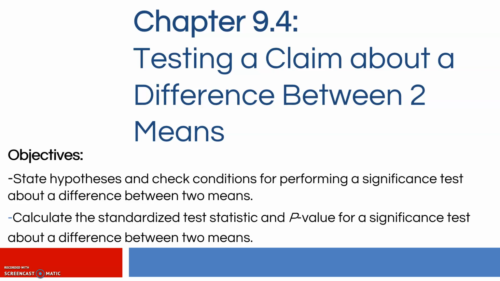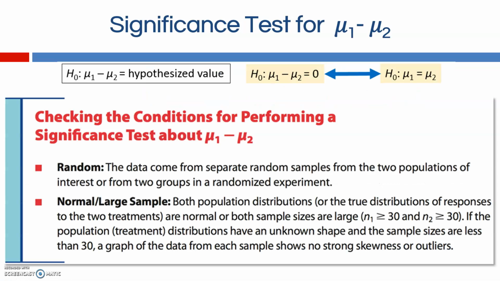So yesterday we talked about creating a confidence interval about a difference between two means, and as you've noticed, now we're looking at testing a claim. So what we're going to do today is state hypotheses, check conditions, calculate the standardized test statistic, and find the p-value. Same things that we normally do, the whole SPDC process.